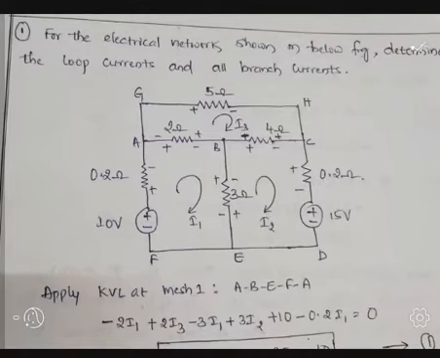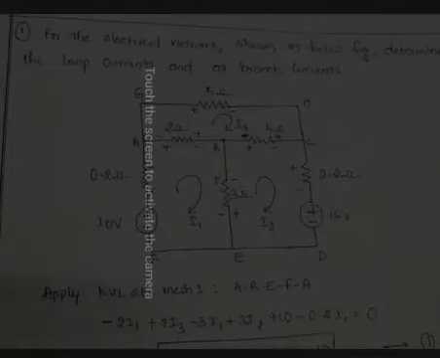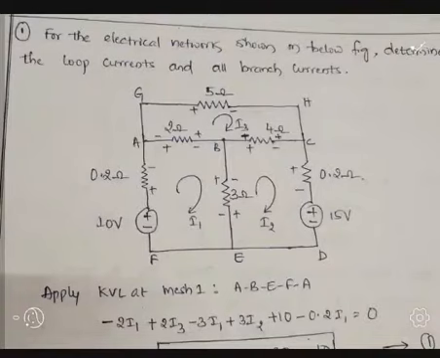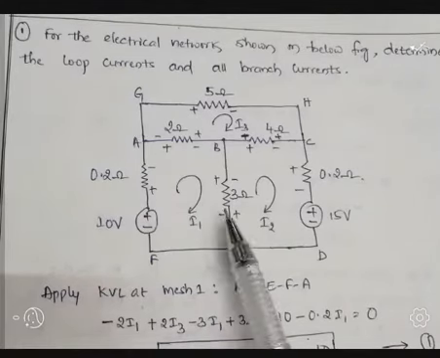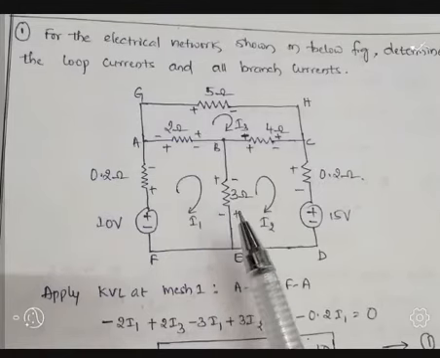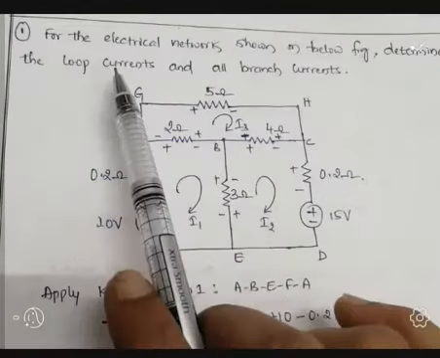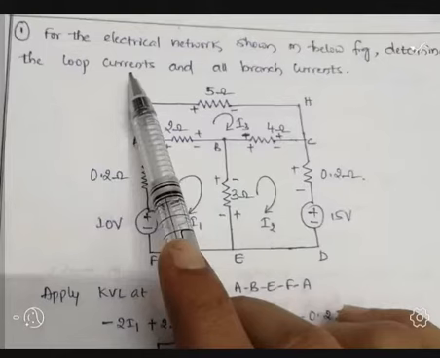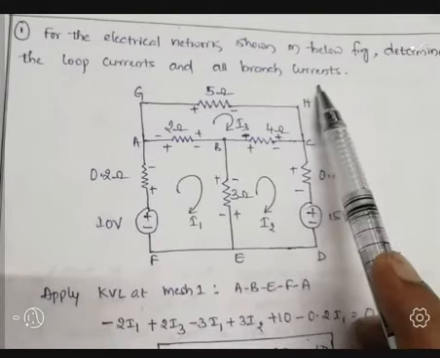In today's session, we are going to discuss loop analysis. We'll take one example, and with the help of this example, we'll discuss loop analysis. For the electrical network shown in the figure below, determine the loop currents and all branch currents. So this is the given network. For this given network, what is being asked? Find the loop currents and find the branch currents.